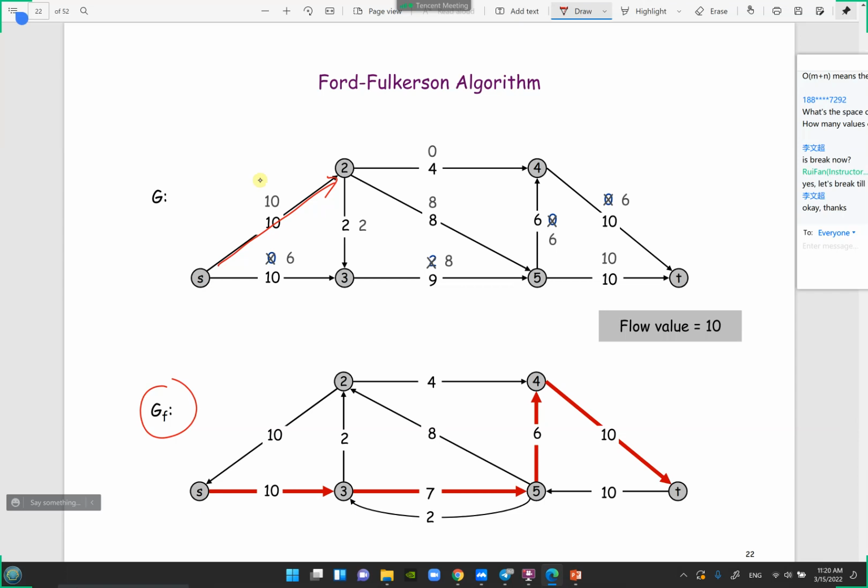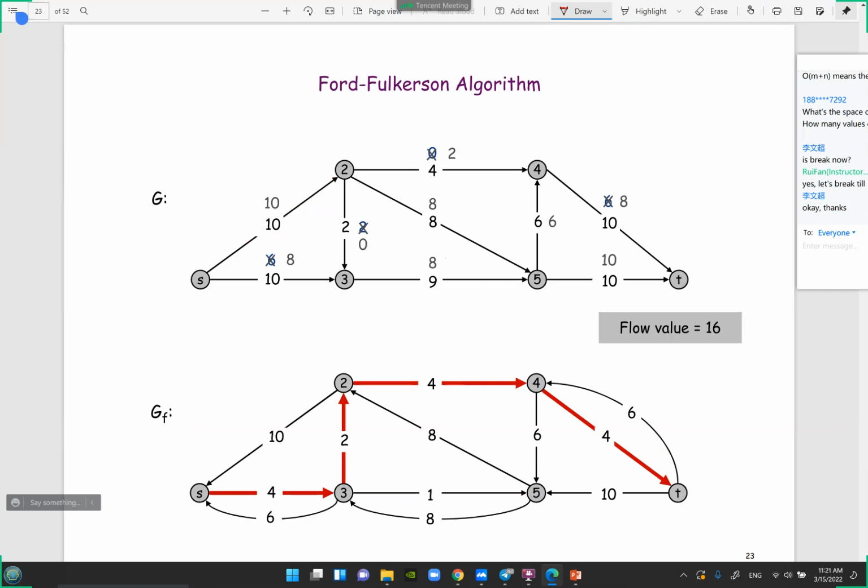Well, you take the minimum of all the capacities, which is the minimum of 10, 7, 6, and 10. So you can send 6 units of flow on this red path. That means that now our flow increases from 10 to 16, because we sent 6 additional units of flow on the path that we found. Now based on this flow of 16, we're again going to construct this residual graph.